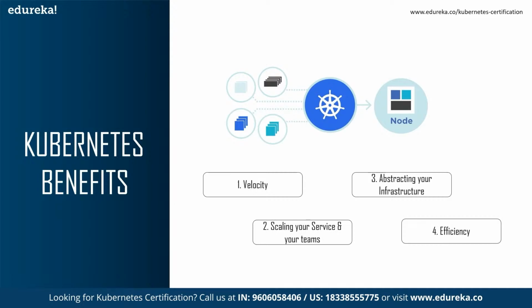The next benefit is scaling your service and your teams. Now, as your product grows, it is inevitable that you will need to scale both your software and the teams that develop it. Fortunately, Kubernetes can help with both of these goals. Kubernetes achieves scalability by favoring decoupled architectures. The third benefit is abstracting your infrastructure.